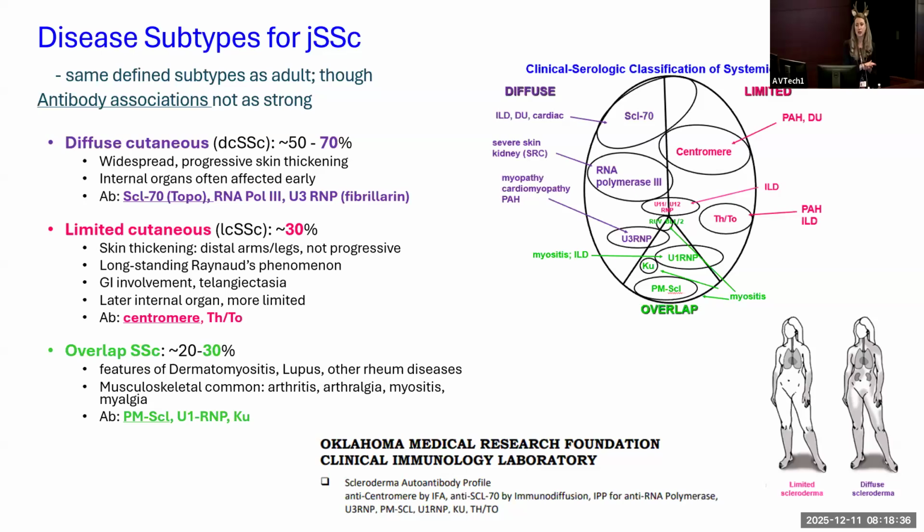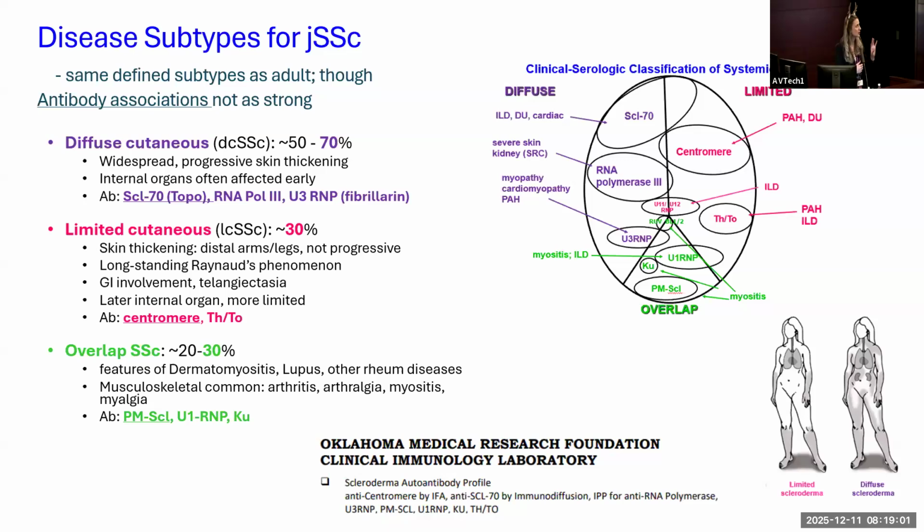So the diffuse cutaneous kiddos or adults are more likely to have that interstitial lung disease, whereas the limited cutaneous are more likely to have this smoldering low-grade GI disease that eventually takes over and is quite severe, and later pulmonary arterial hypertension. So that's how those help as far as categorizing. And then also they're associated with different autoimmune antibodies.